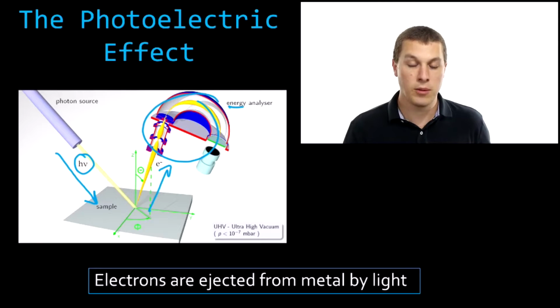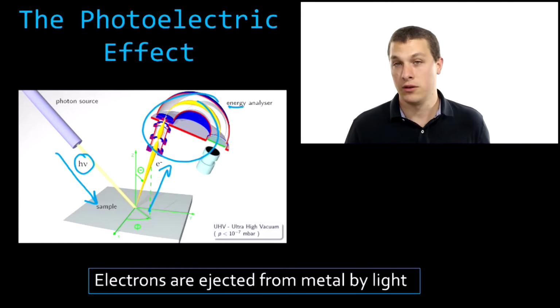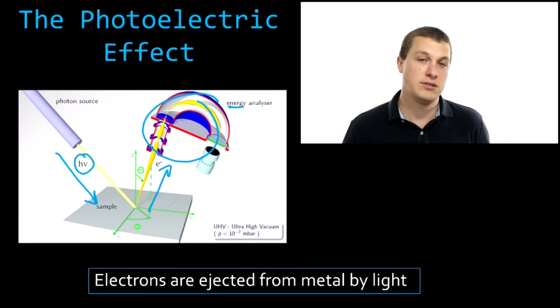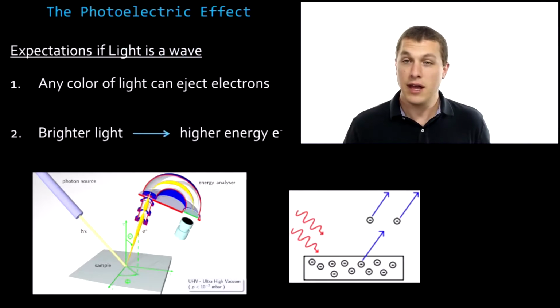The reason this experiment was so important is that if light was a wave, we should get some very particular results in this setup, and we actually got very different results. So what I'm going to do now is talk about what we expected and then what we actually saw. What do we expect to see? Well, if light is an oscillating electric field, then if we make light brighter, no matter what color it is, the electric field gets stronger. So if you're trying to pull a charged particle, an electron, off with an electric field, all you have to do is get a strong enough electric field. All you have to do is make your light bright enough.